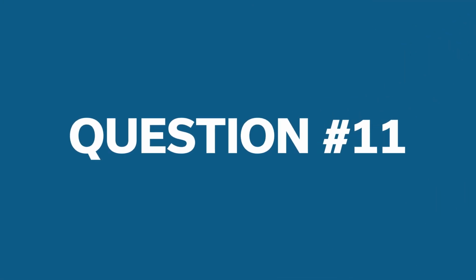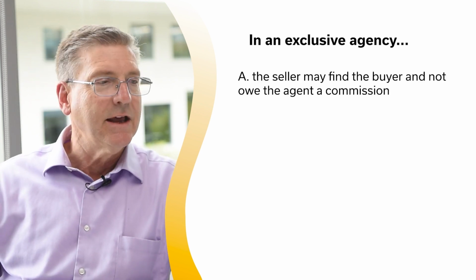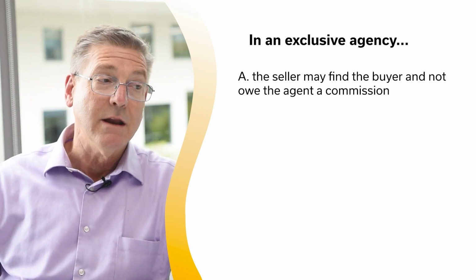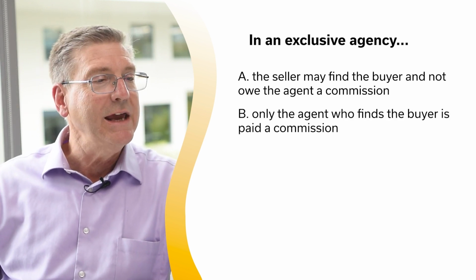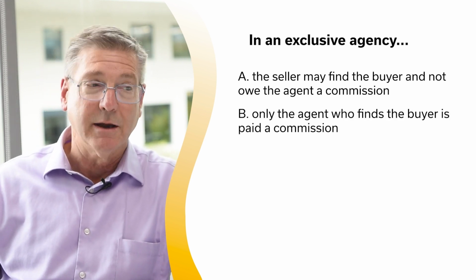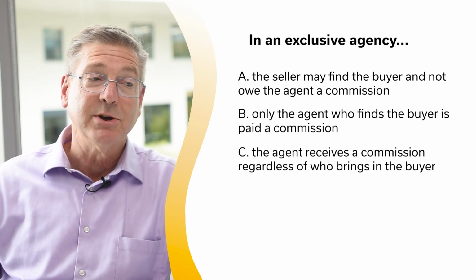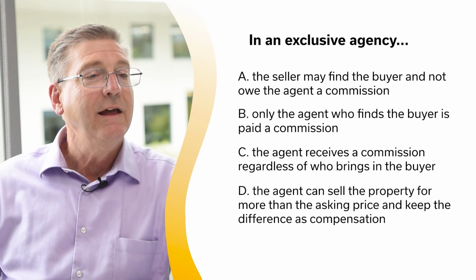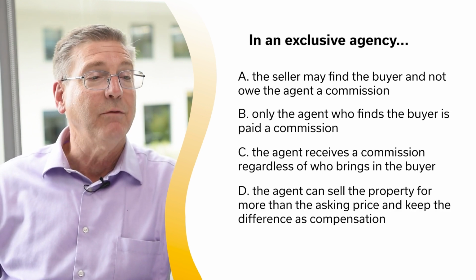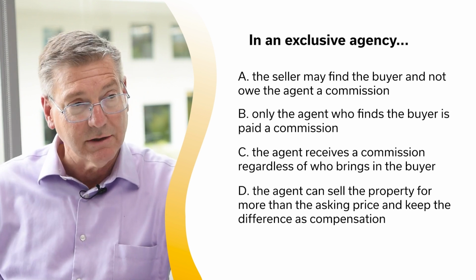In an exclusive agency, A, the seller may find the buyer and not owe the agent a commission. B, only the agent who finds the buyer is paid a commission. C, the agent receives a commission regardless of who brings in the buyer. Or D, the agent can sell the property for more than the asking price and keep the difference as compensation.